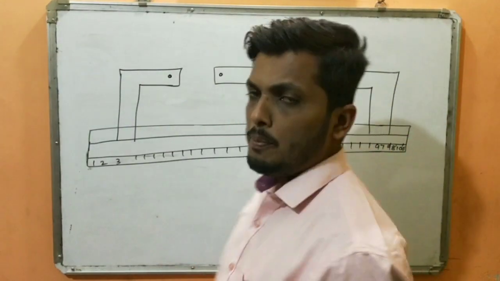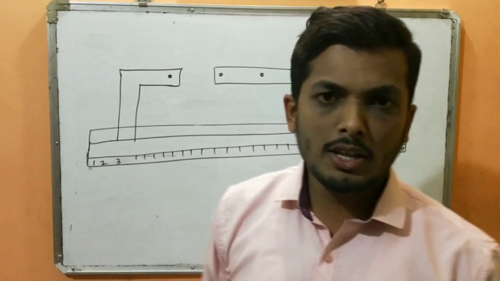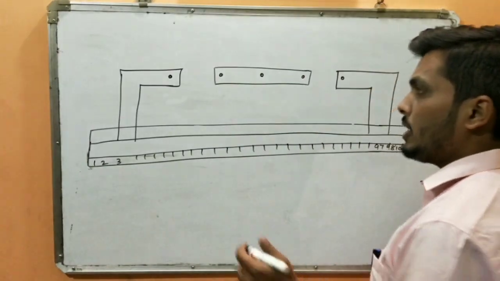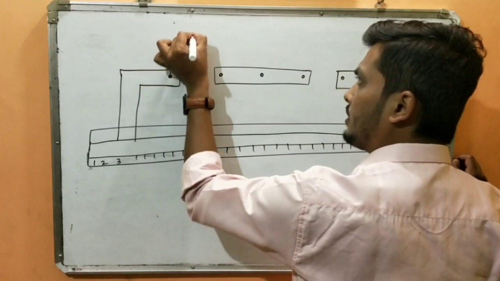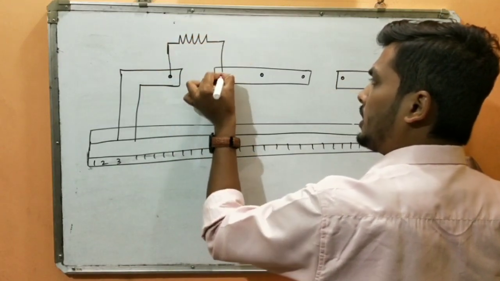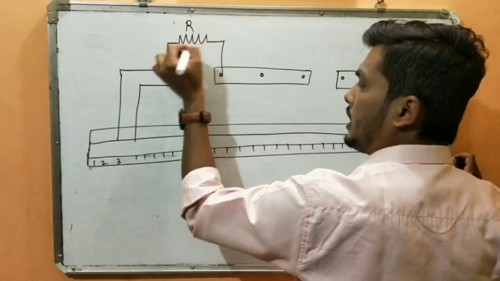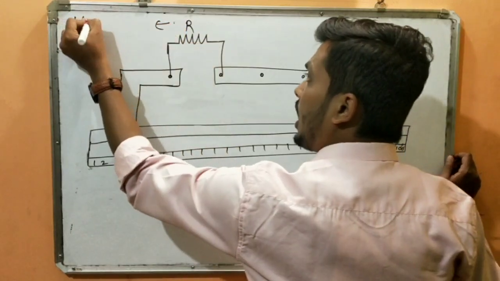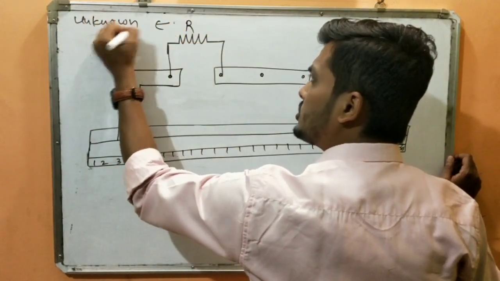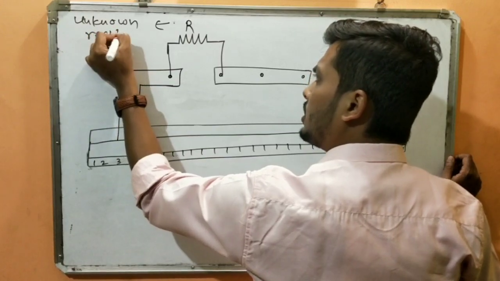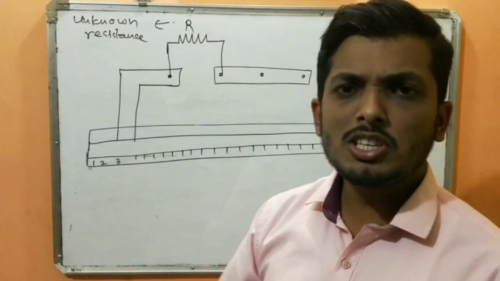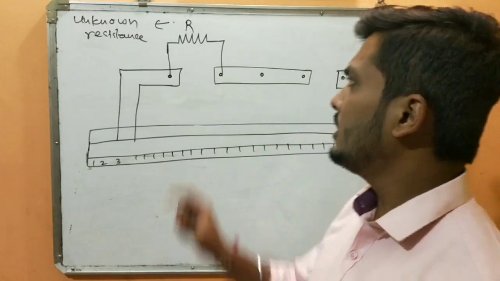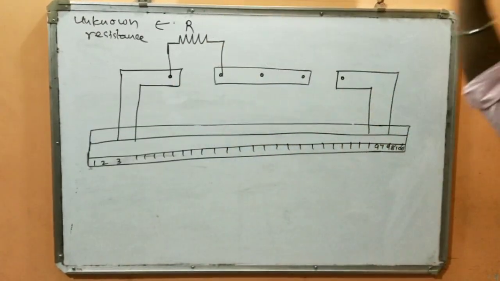Now the main purpose of this meter bridge is to find the value of an unknown resistance. So whatever unknown resistance we are taking, we are going to connect it here, and I would give it the name R, where R is the unknown resistance whose resistance is to be found out. You take any wire, copper wire or any metallic strip, and you just connect it and try to find the value of this unknown resistance.